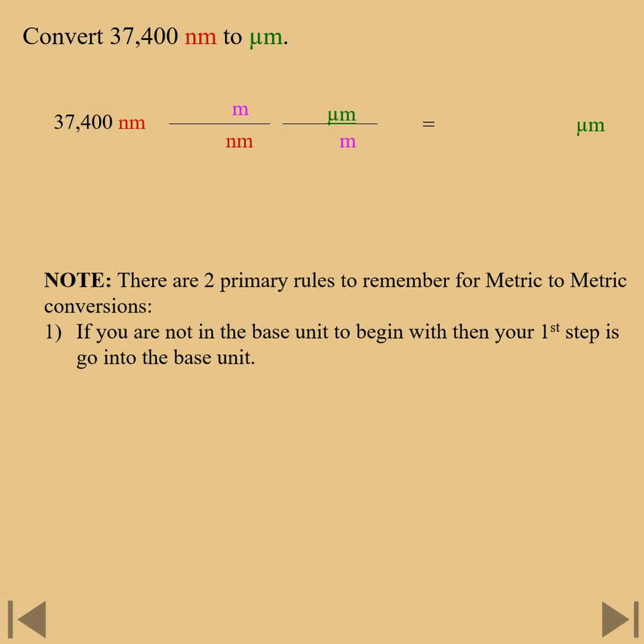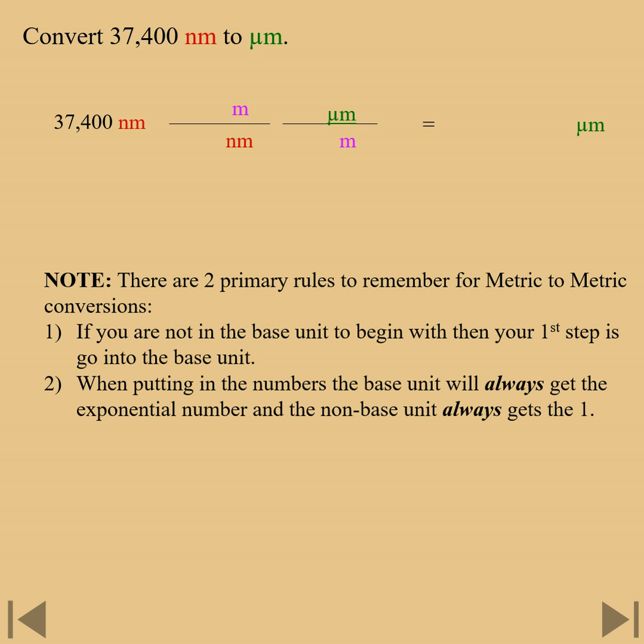Okay, now for the numbers. The base 10 number always goes where? With the base unit. So the meters get the tens, the nanos, the micros, the millis, the kilos always get a 1. And then 1 nanometer, like 1 nano anything, would be 10 to the negative 9th. Whereas 1 micrometer, like 1 micro anything, is 10 to the negative 6th.